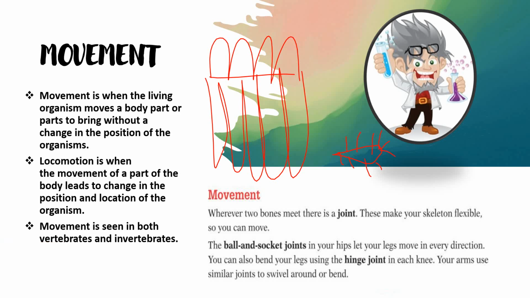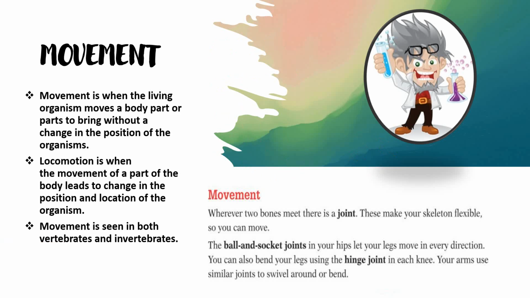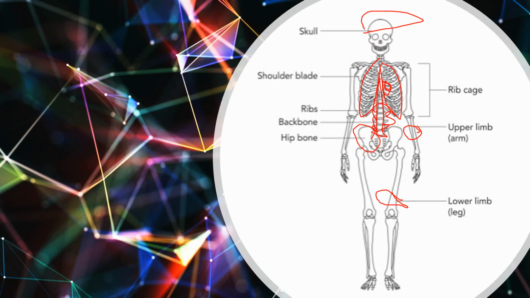Now let's learn more facts about movement. Wherever two bones meet or join, there is a joint. A joint is where two bones are connected. As you can see in the previous slide over here, these two bones are joined. The leg and the other leg are joined.